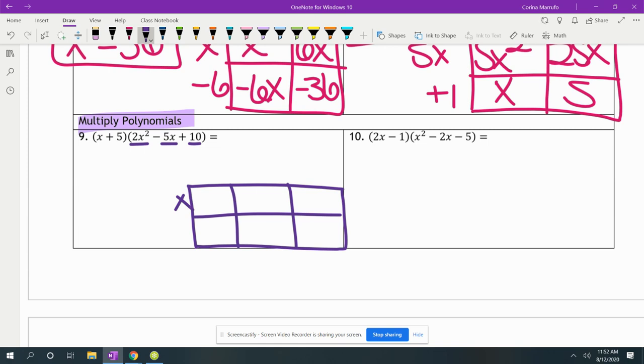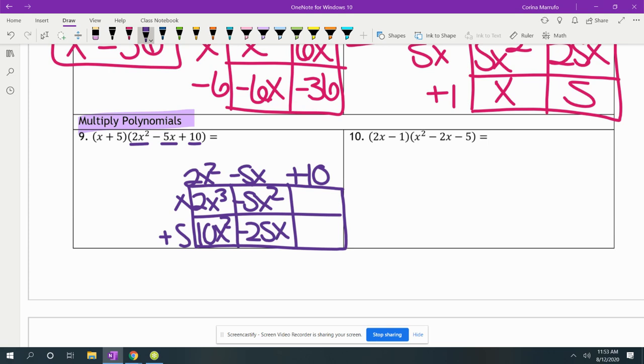So here we have x plus 5. And here we have 2x squared minus 5x plus 10. And so we go ahead and start multiplying. So x times 2x squared is 2x to the 3rd power. 5 times 2x squared is 10x squared. Negative 5x times x is negative 5x squared. 5 times negative 5 is negative 25x. 10 times x is 10x. And then 10 times 5 is 50.